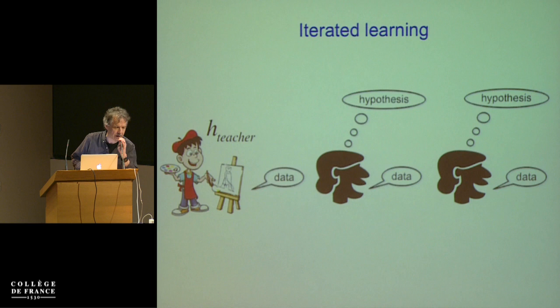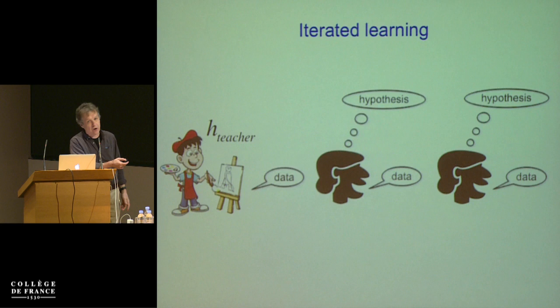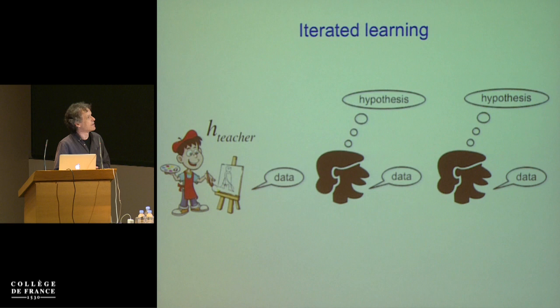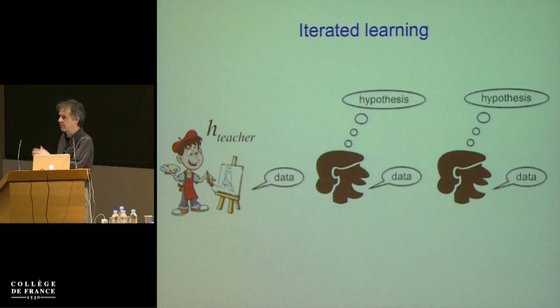Okay, all right. So there's a teacher who is going to teach something here, an owl, and then provide samples. So the learner will sample from that owl, and then will come up with its own hypothesis of what they saw and draw it, and then it'll sample to the second learner, and this will go on forever.